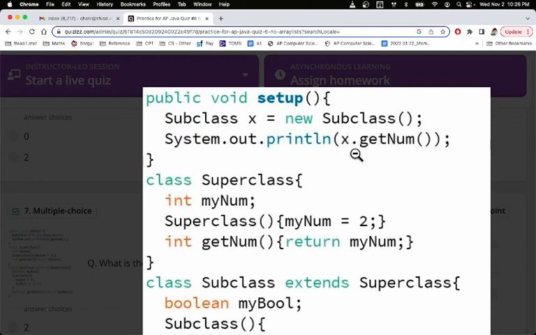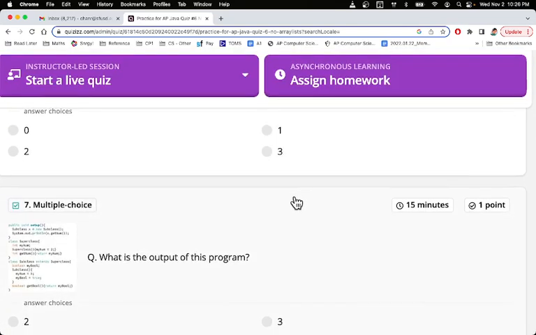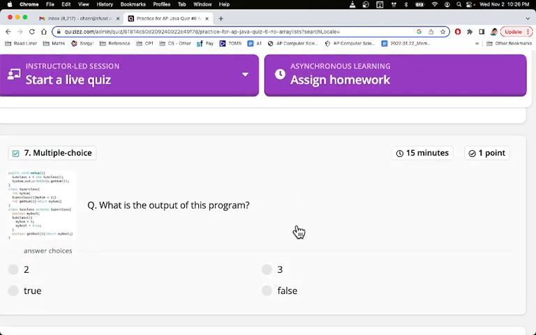That is an inherited method, so this is a legal call. And we return my num. So this System.out.println should print out the number 3. And so in this problem, number 7, the number 3 is the correct answer.